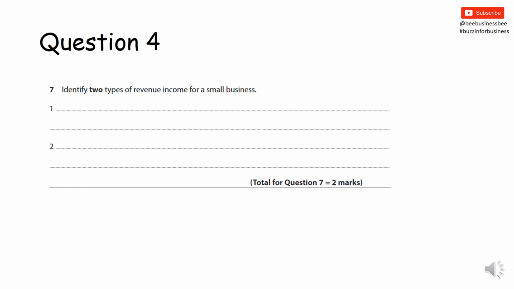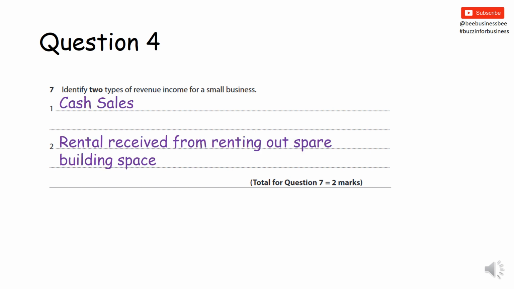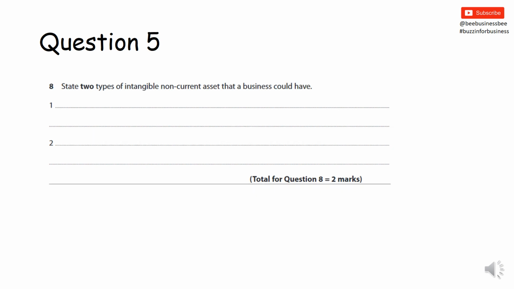Identify two types of revenue income for a small business. So the answers that I've gone for are cash sales and rental received from renting out spare building space. However, you could potentially have. Question 5. State two types of intangible non-current assets.